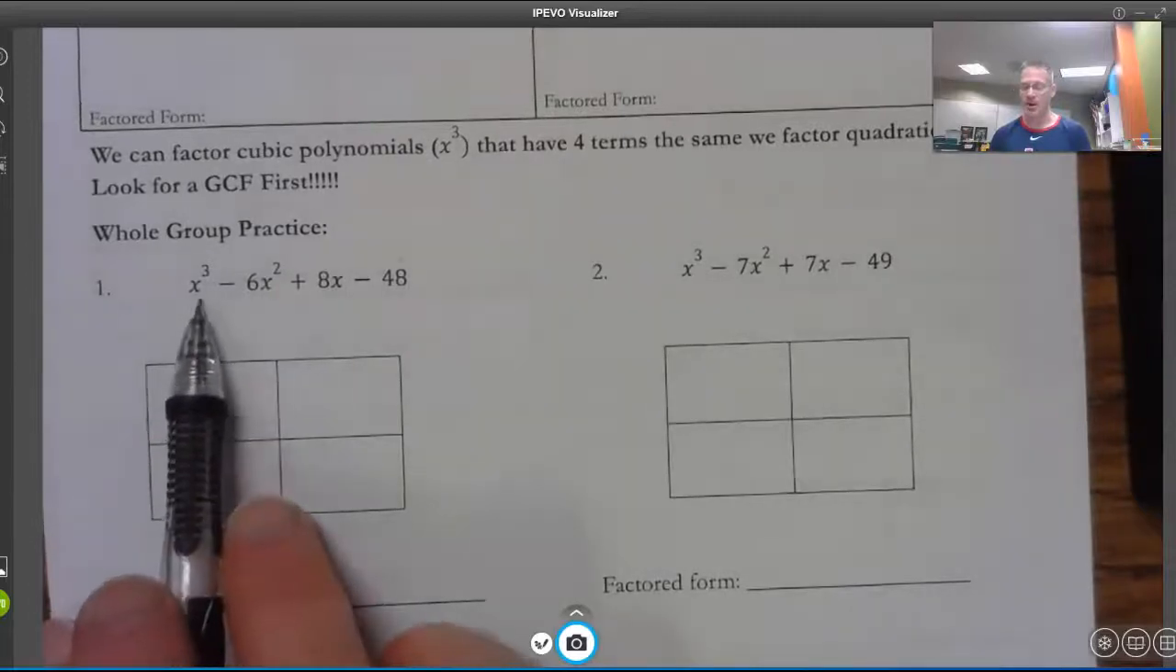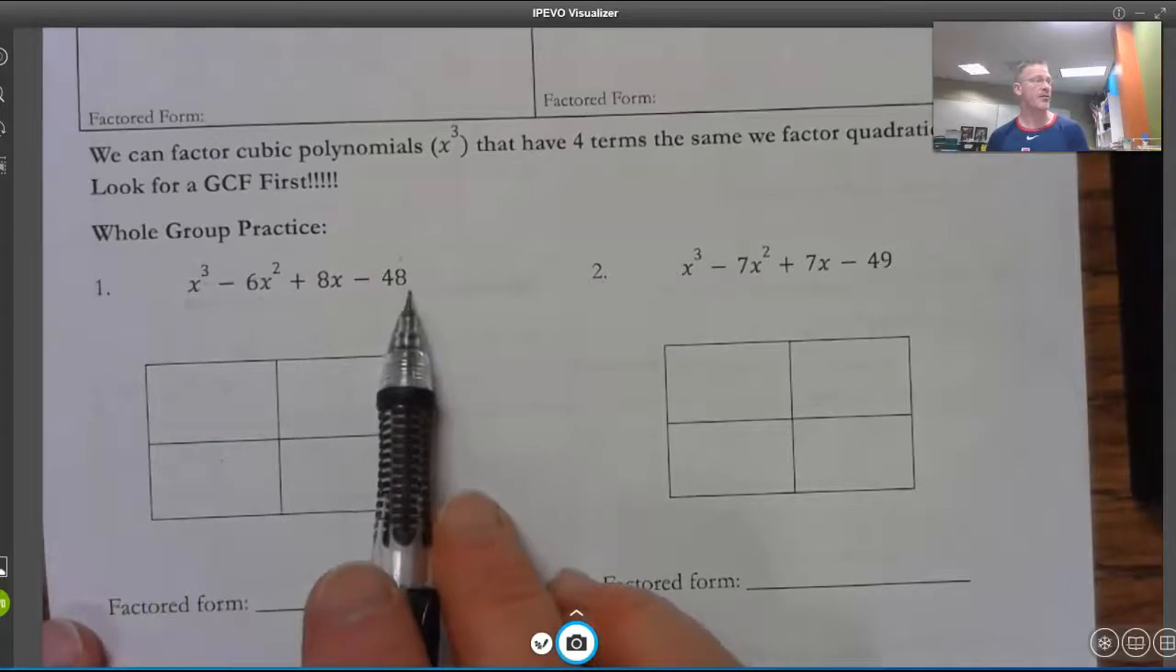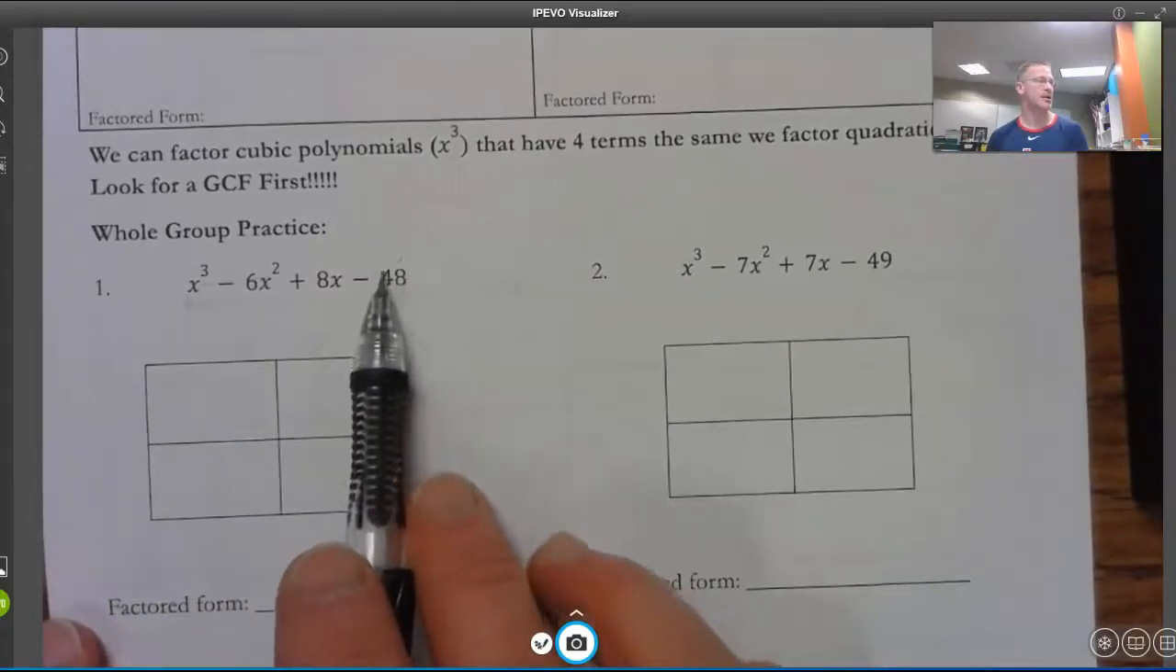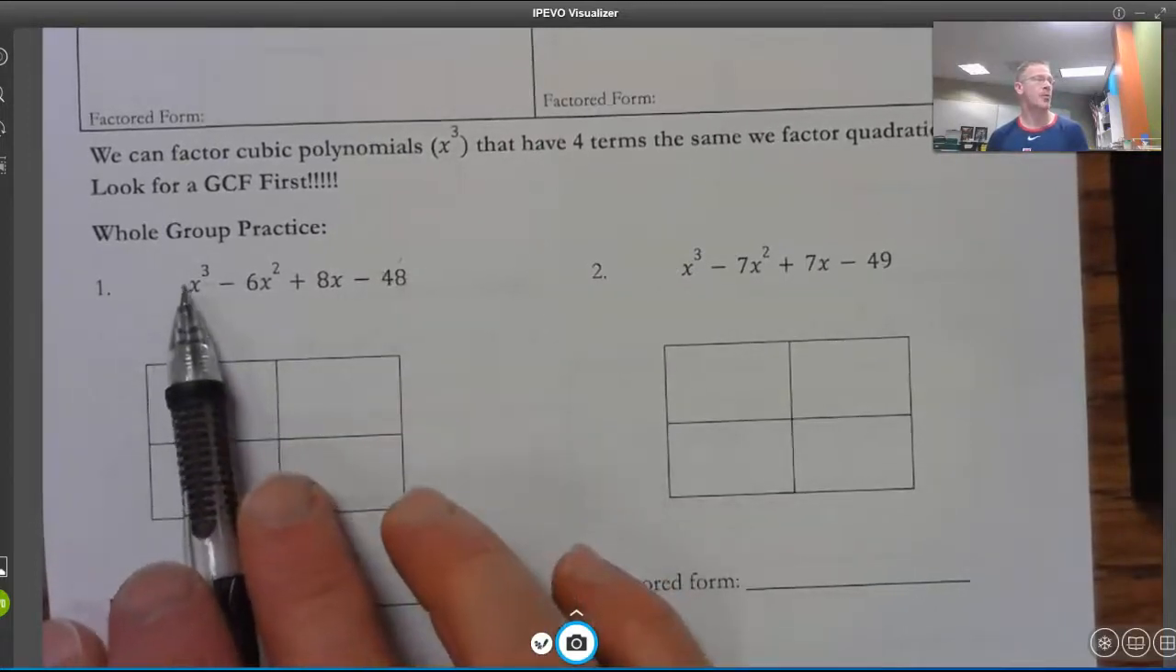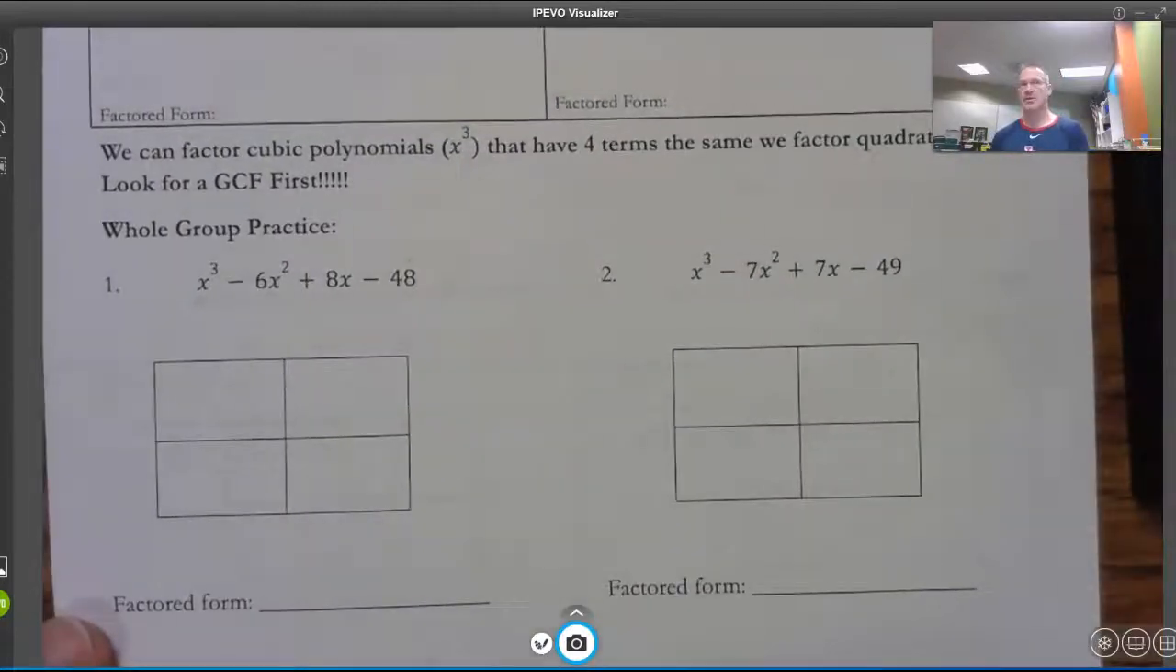So when I look at number 1 here, there are no x's I can take out of all 4 terms, because the last term doesn't have an x. When I look at my constants, this is 1, so that means I can't factor anything else out if one of my constants or coefficients is 1. So now what we want to do is just drop everything into our box.